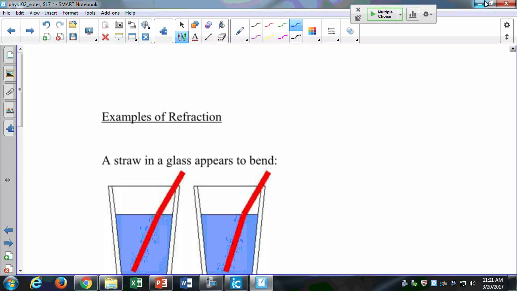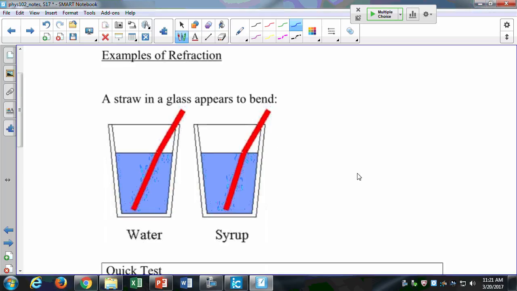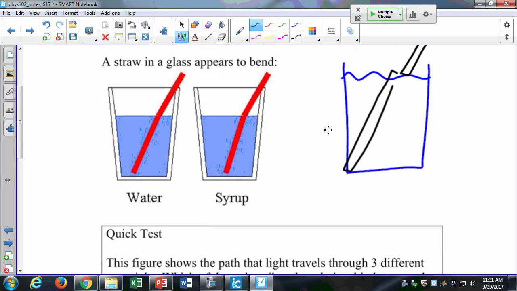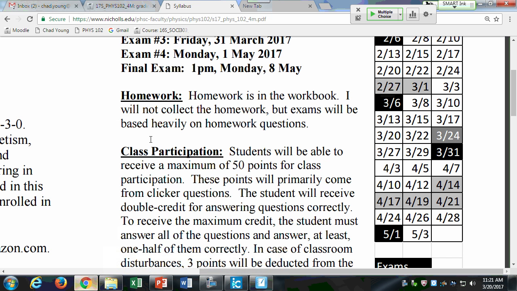All right, you see refraction in various things. You can see a straw in a glass. It looks like it bends, or a pencil. You might have put a pencil into a glass of water, and when you do that, it looks like the pencil sort of breaks at the interface, and that's because light bends as it goes through. You can also make things disappear. I have a video I want to show you.